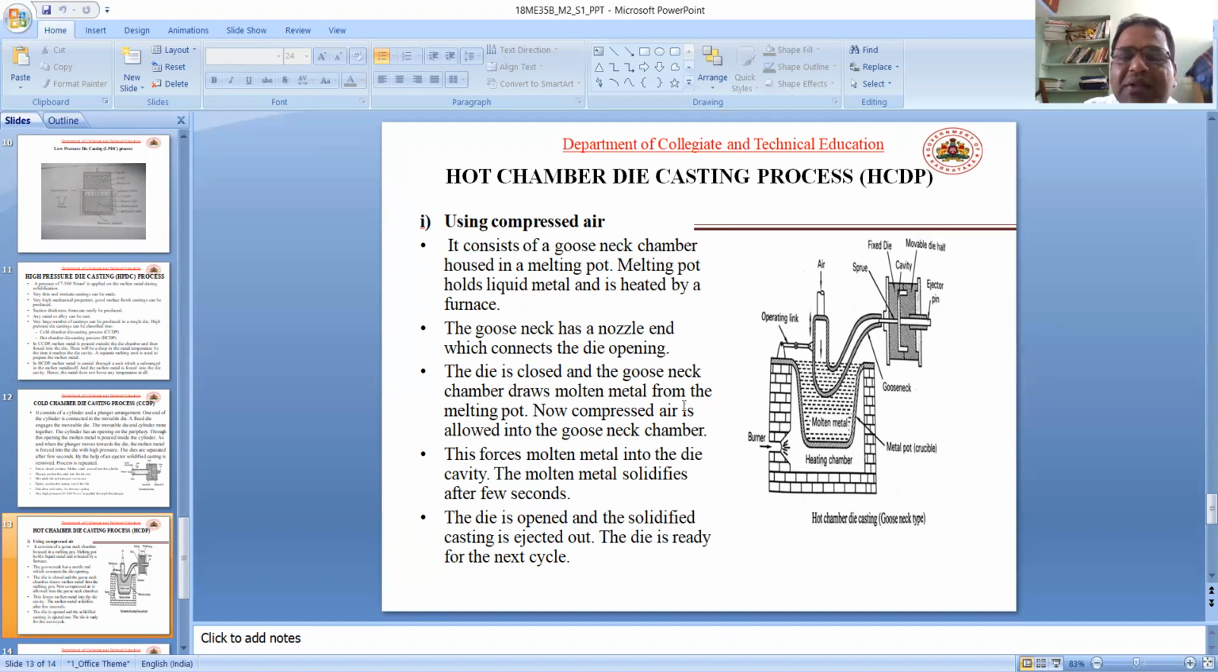The die is closed and the gooseneck chamber draws the molten metal from the melting pot. Now compressed air is allowed into the gooseneck chamber. This forces the molten metal into the die cavity. The molten metal solidifies after a few seconds. The die is opened and the solidified casting is ejected out. The die is ready for the next cycle. This is the hot chamber die casting process. The die is there, the ejector pin is there, so we take out the casting from the cavity.